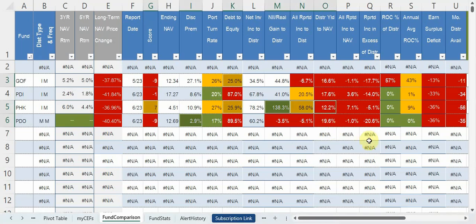Next is the all reported income to net asset value. Here you want this number to be higher than the distribution yield to net asset value. For example, PDI has a reported income to NAV of only 3.6%, but it paid out 17.6% to NAV, leaving an income deficit of 14%, negative 14%. Unlike PHK, which had a 7.1% reported income to NAV, which was still 5.1% below the distribution yield to NAV, but still higher than the rest. So there's another positive distinction for PHK.